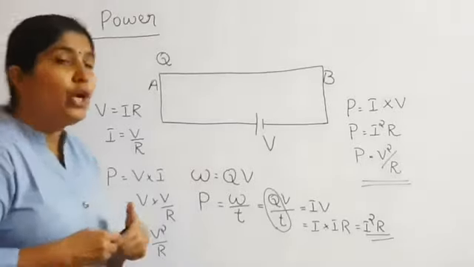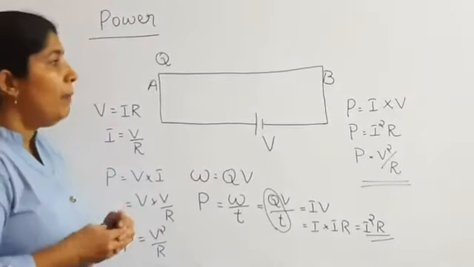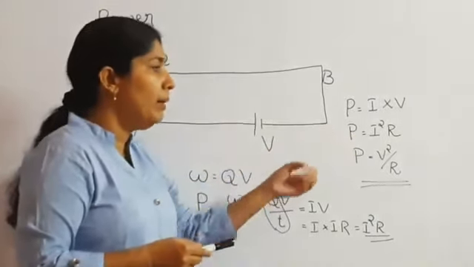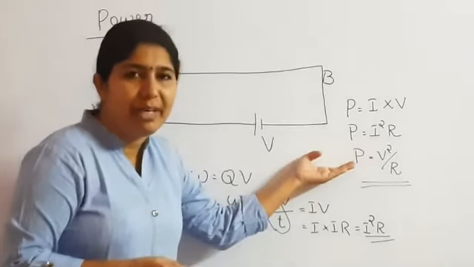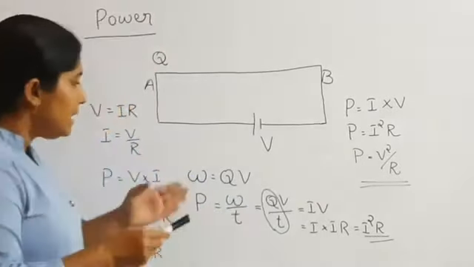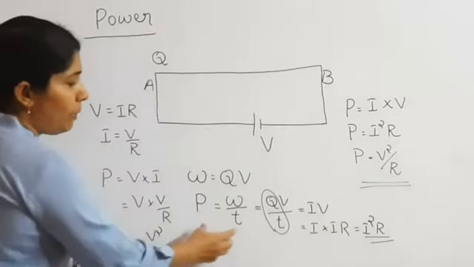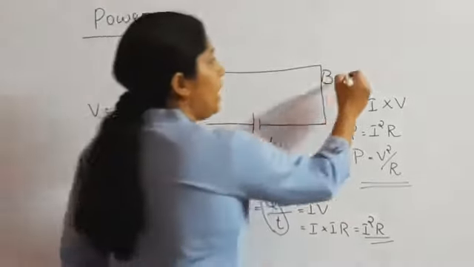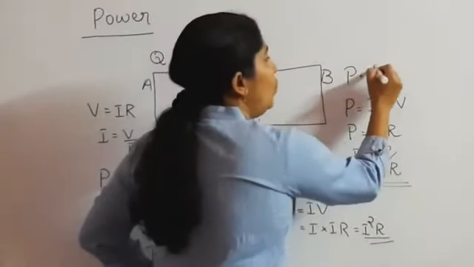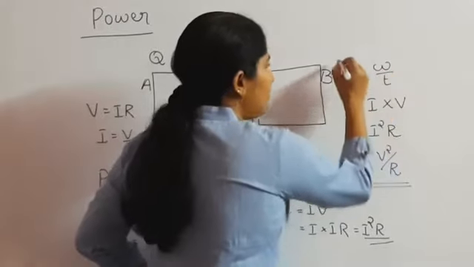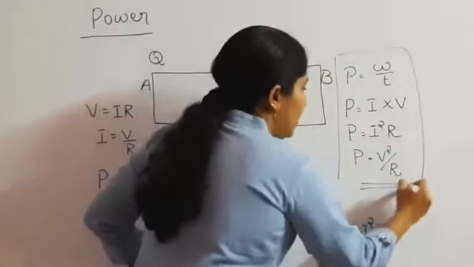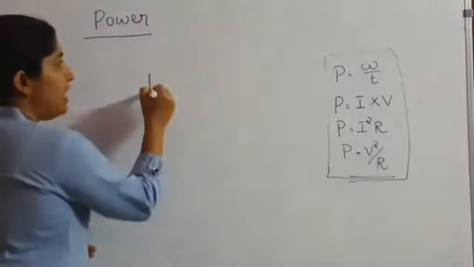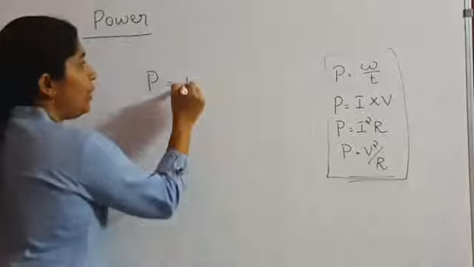Now, we got three equations for the power. Power P is equal to V into I. Power P is equal to I squared R. Power P is equal to V square divided by R. These equations come from power P is equal to work divided by time. These are the equations for the power.